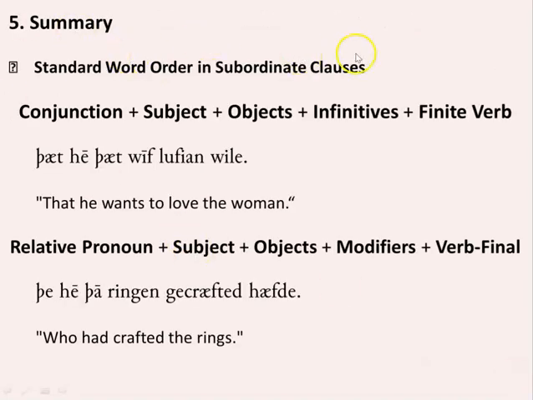All right, so in summary, standard word order in subordinate clauses: conjunction, subject, object or objects, infinitives, finite verb. You may have one or more infinitives depending on how many verbs you've got, then the finite verb, the conjugated verb. So, that he, that weef, luvian willa: that he wants to love the woman. You could have a relative pronoun plus subject, objects, modifiers, adverbs and so on. Verb final: the he, the ringen crafted havde, who had crafted the rings.